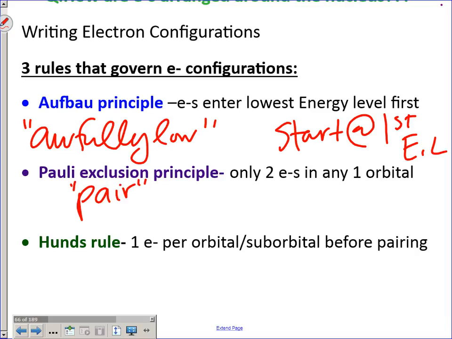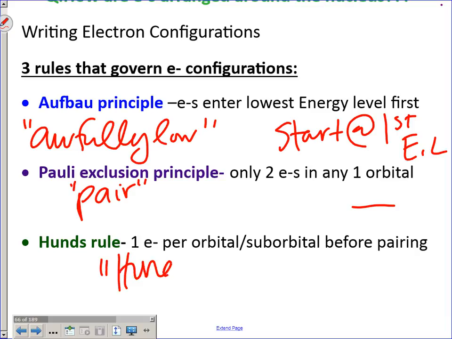You can't put 3, 4, 5, 6 electrons in a little bitty orbital. You can only put 2 maximum. Question? Okay. And that orbital I'm labeling as a line for us here. And then I remember this one. This is the golden rule, okay?